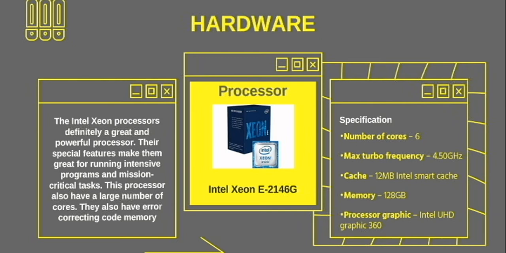This processor also have a large number of cores. They also have error correcting code memory. The specification here, you can see there is number of cores, the cache, memory, and processor graphic.